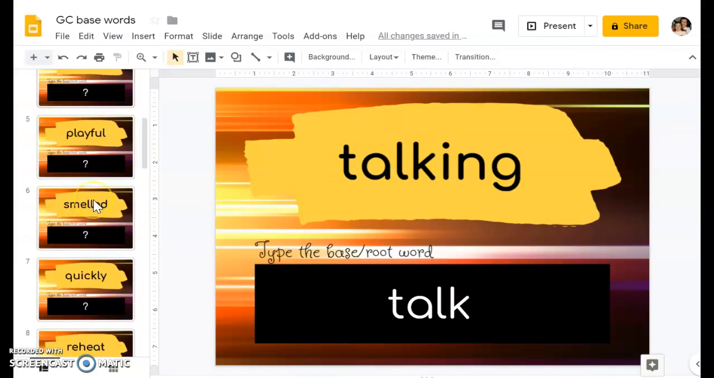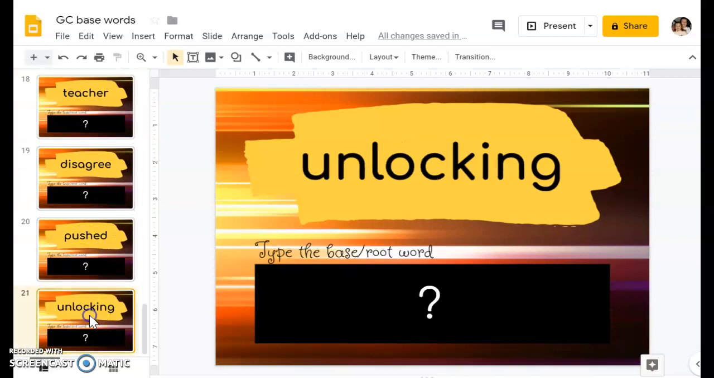There are more for you to practice on the left, and when you get to the last one, there's a hint for you. This word has both a prefix and a suffix, so you're finding the base word in the middle. When you're all finished, please turn it in.